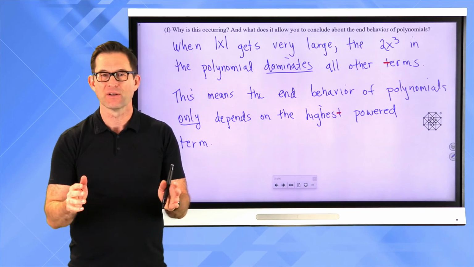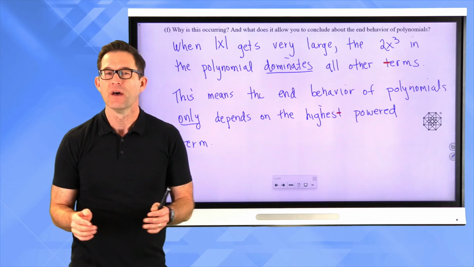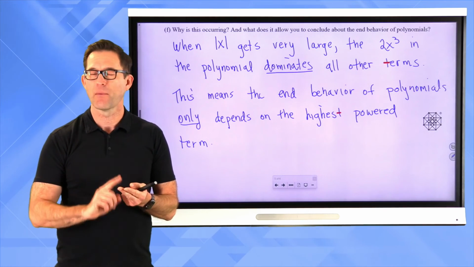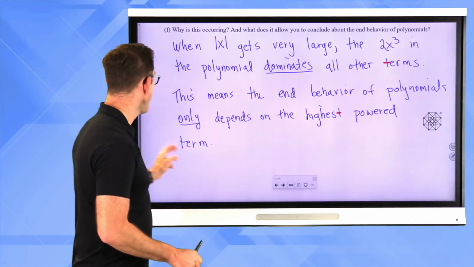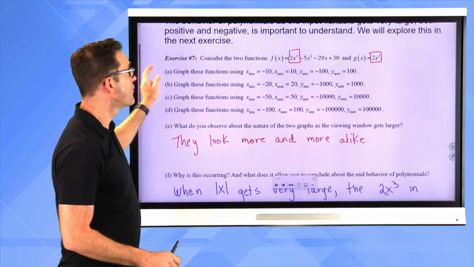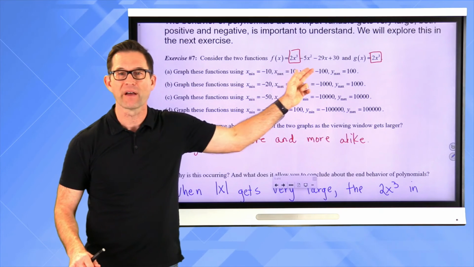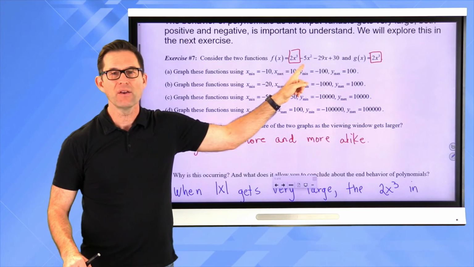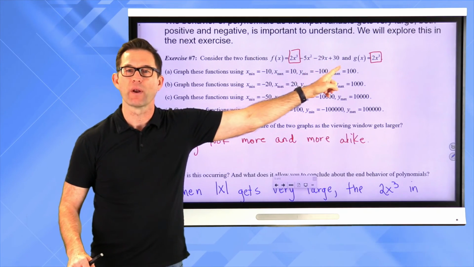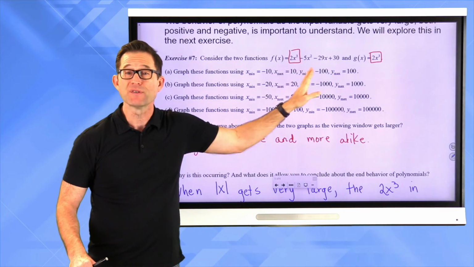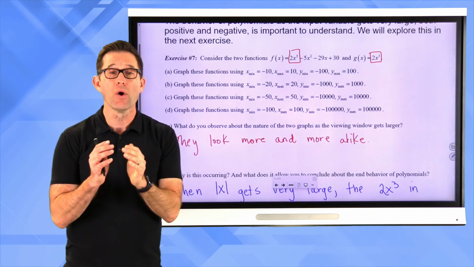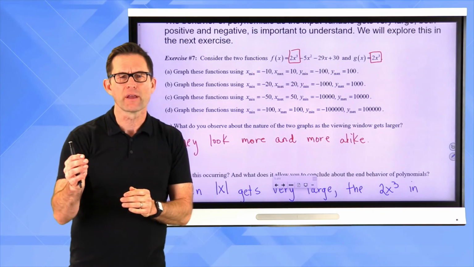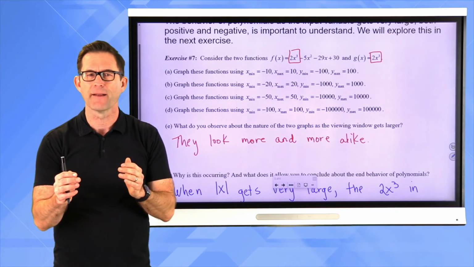any power function, I should be able to tell what the end behavior is by just looking at its coefficient and whether its power is odd or even. Then, if I want to know what the end behavior is of some very complex polynomial, I don't need to worry about the 5x squared, the negative 29x, and the 30. Now, those three terms make a huge difference in terms of what's known as local behavior, turning points, zeros, and things like that.